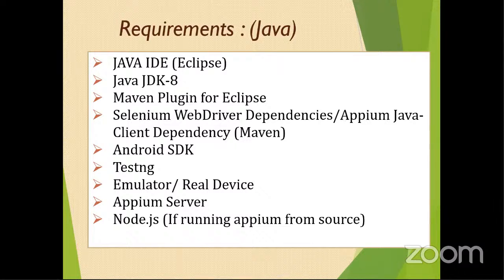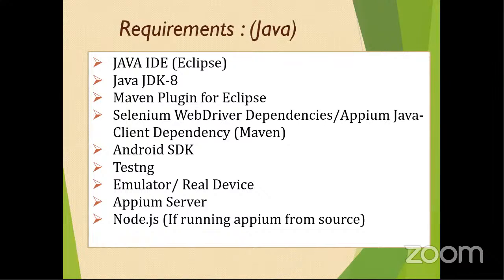Okay, these are the main installation parts: Java, Eclipse, Android SDK. These three things. After installing these three things, we will open Eclipse and create a project. Currently we are using a Maven project, and the TestNG framework also. TestNG and JUnit are there.